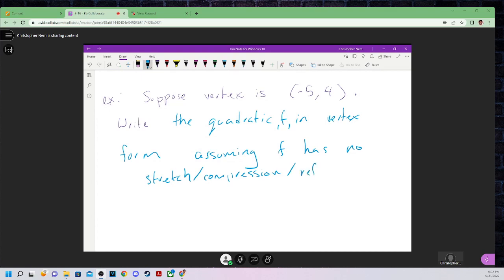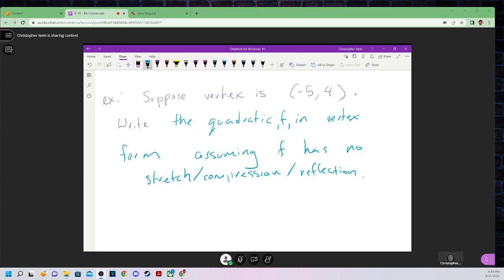Now, when I say stretch / compressions, I mean it doesn't have a horizontal stretch, a horizontal compression, a vertical stretch, or a vertical compression. When you list these transformations, you have to specify what type of stretch or compression it is. You can't just say this has a compression. You have to tell me, is this a vertical compression, and what factor? Is this a horizontal compression, and what factor? You have to be specific. So, f has no stretch / compression / reflections.